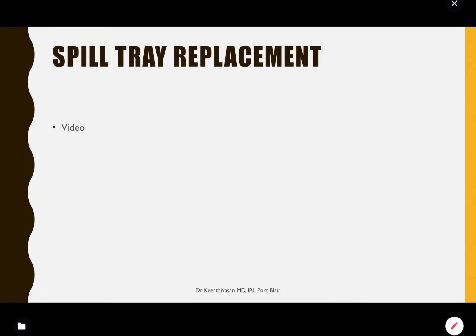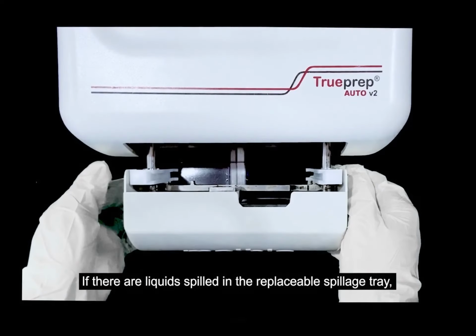Now let's see what is spill tray replacement. The place where you put the cartridge, you load the cartridge here. Below the cartridge there is a plastic tray, so that if there is any leakage or any contamination, it can collect at the bottom of the cartridge. So there's a plastic tray, see.